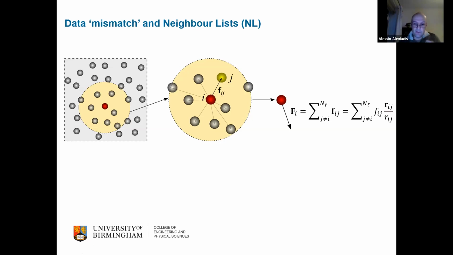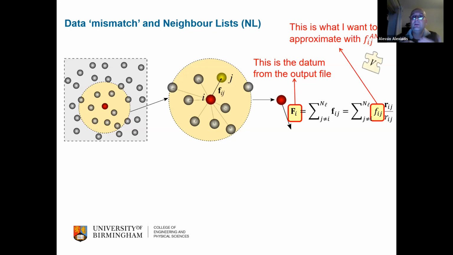Now, the mismatch is that in my data set, in the output file, I have the final acceleration or the final force. Again, I'm using that in an interchangeable way. So that's what I have in my data. But if I want to train for V or Q, in this case V, that's what I'm looking for. So there is a mismatch because I don't have the data that I want for training my network.